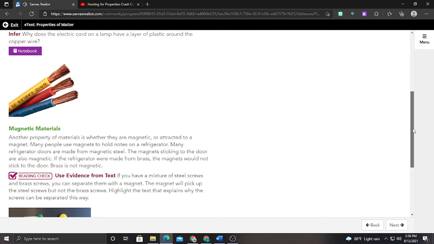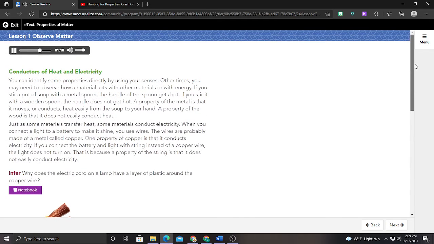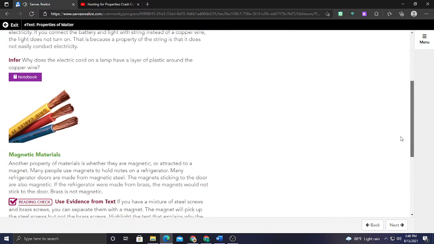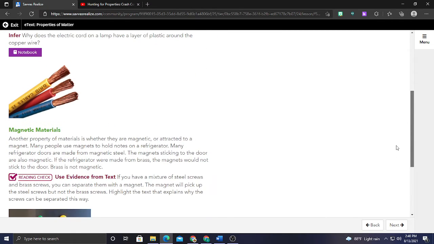Infer. Why does the electric cord on a lamp have a layer of plastic around the copper wire? So why do you guys think that an electric cord on a lamp has a layer of plastic around the copper wire? Why would they have to do that? I'd like you guys to explain that when we're in class.